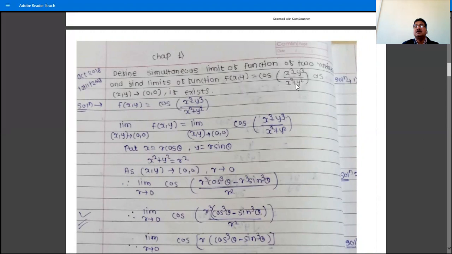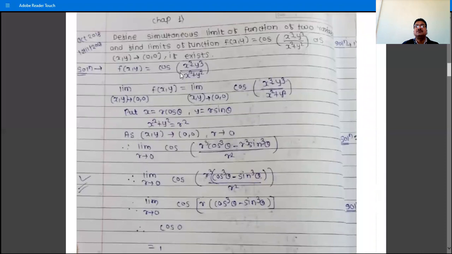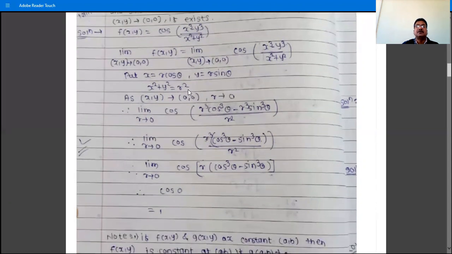If there is an x square plus y square term, then use polar coordinates as (x, y) tends to (0, 0). So this is the function f(x, y) = cos((x cube minus y cube) divided by (x square plus y square)), and we have to find the limit as (x, y) tends to (0, 0) of f(x, y). Substitute x as r cos theta, y as r sin theta. Therefore x square plus y square is r square. And as (x, y) tends to (0, 0), r tends to 0, because r is root of x square plus y square. If x is 0, y is 0, then r is also 0.